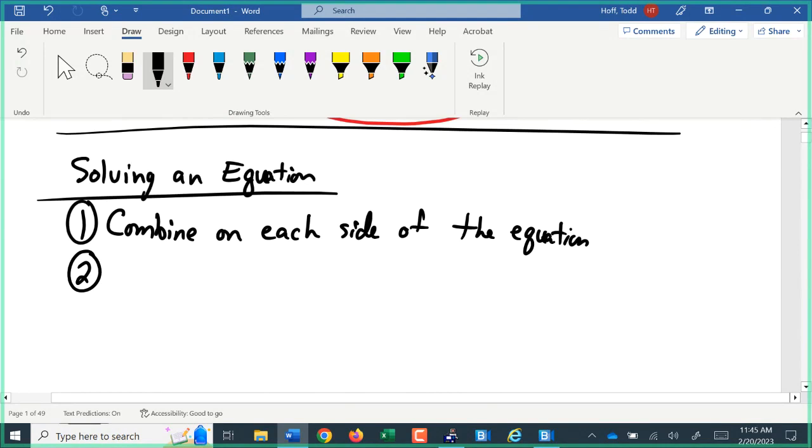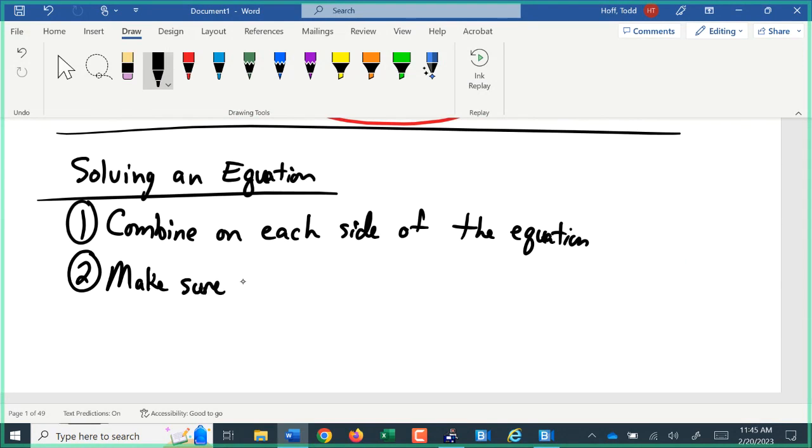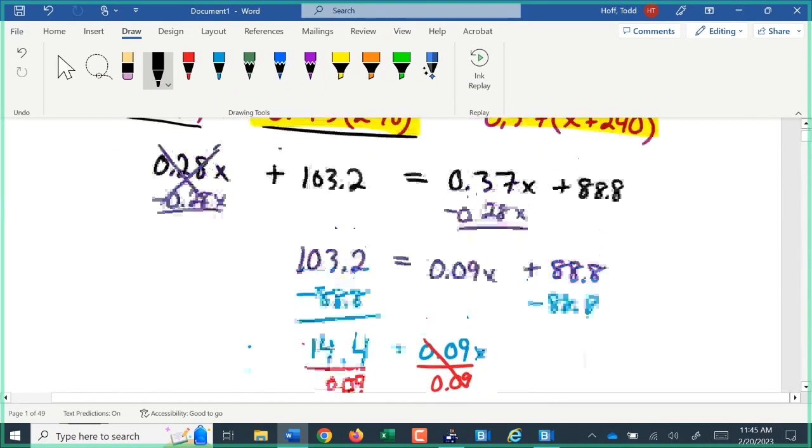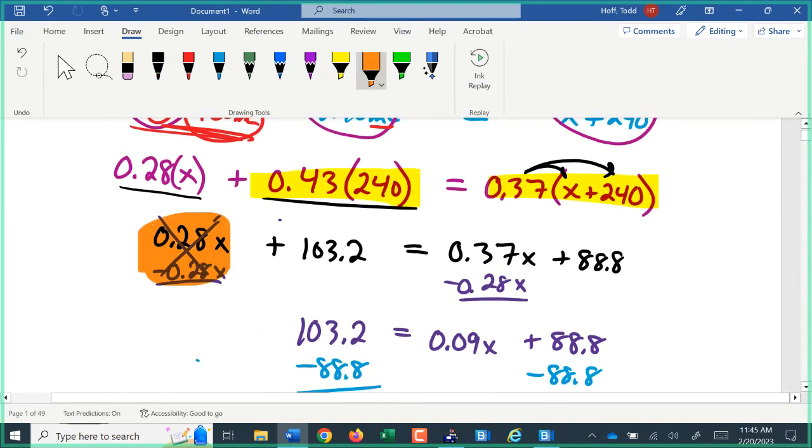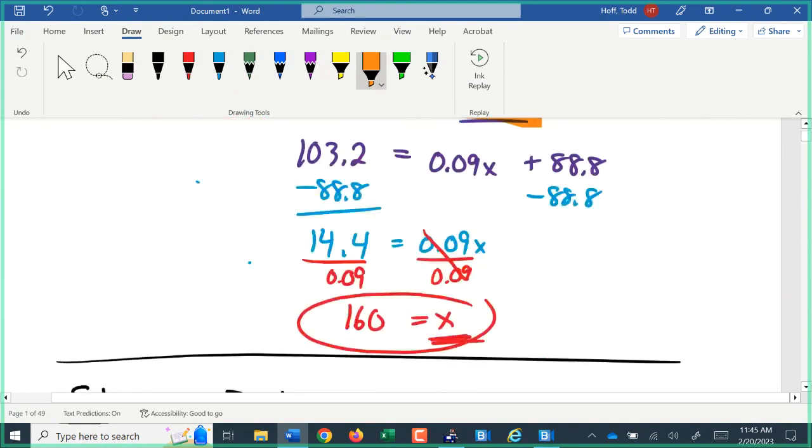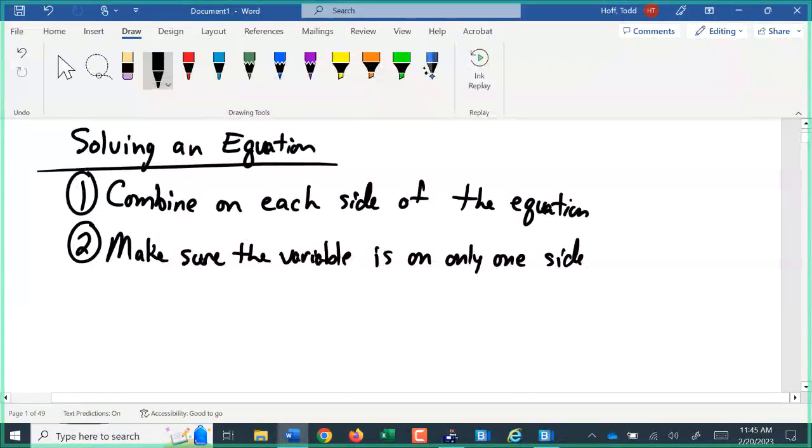The second thing that had to be done before we could solve was make sure the variable is on only one side. So up here, that was getting rid of the 0.28x on one side so the variable is on only one side of the equation. Then we can go ahead and solve.